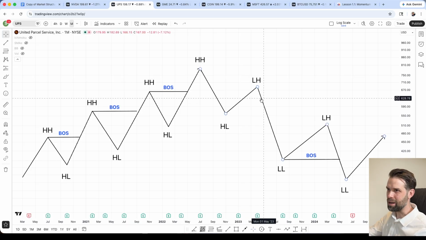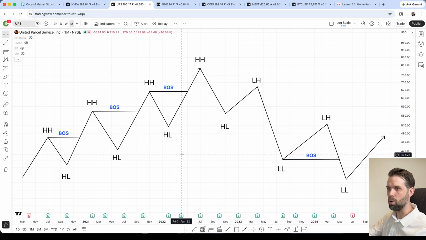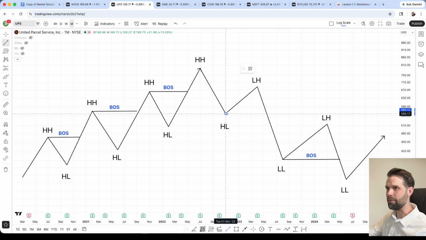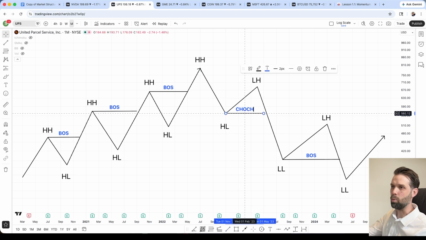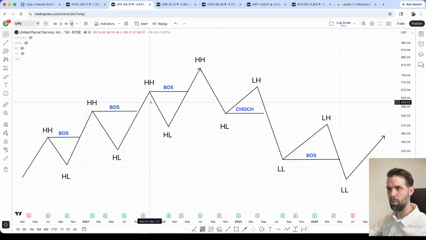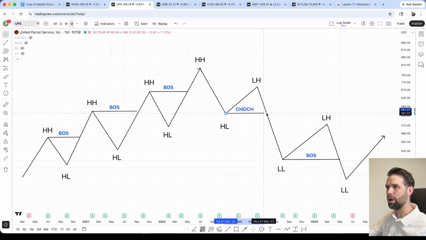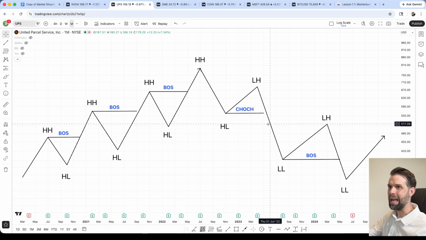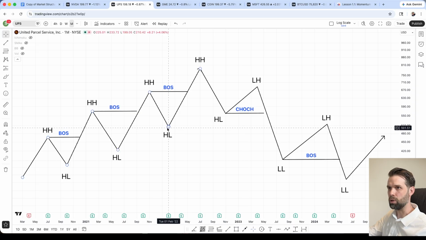And then price comes down and it starts closing candles below these lows. So right here we have our first change of character. It's a warning sign that perhaps the trend is changing. It's not official, it's not complete confirmation, but it's a sign that perhaps the market is changing its character from bullish and uptrend to potentially bearish and a downtrend. And then price goes down and also closes candles below this low.